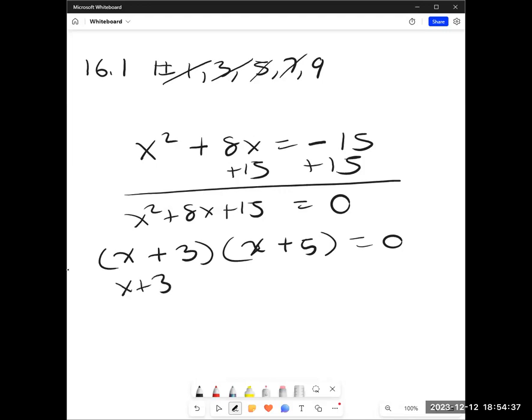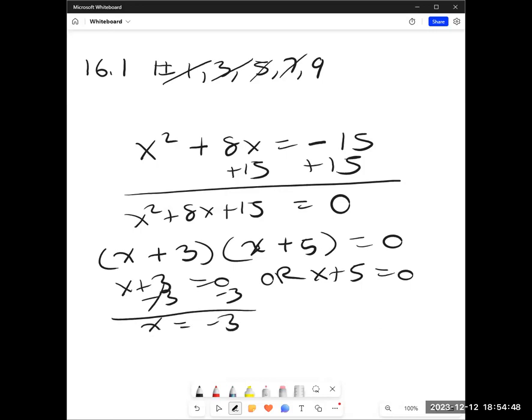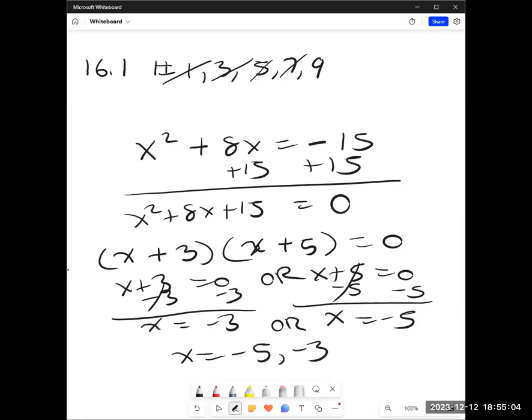So x plus 3 equals 0, or x plus 5 equals 0. Subtract 3 from both sides. Subtract 5 from both sides. So x equals negative 3, comma, negative 5, or if you prefer them to be in ascending order, negative 5 and negative 3, it really doesn't matter. Usually MyLab doesn't care which order you write your answers in, as long as you have the correct answers.